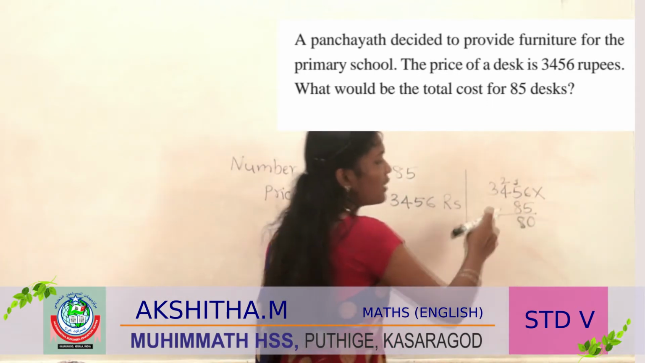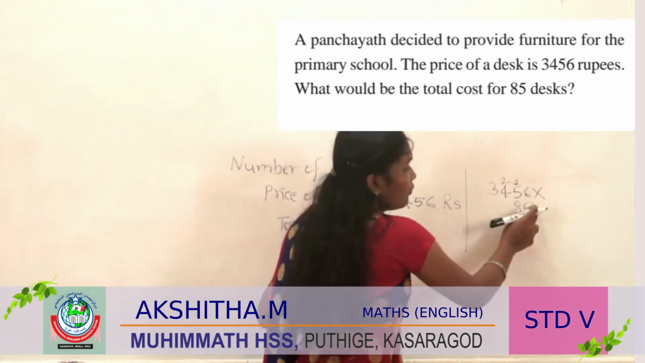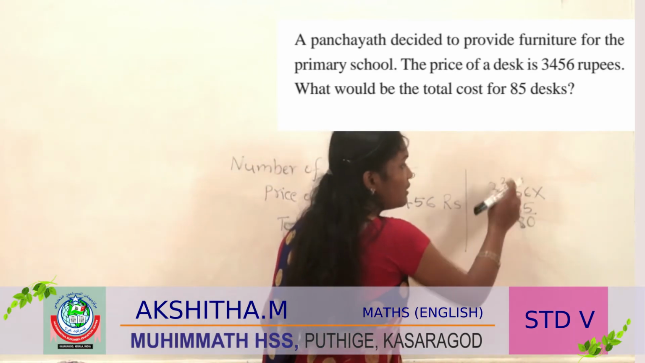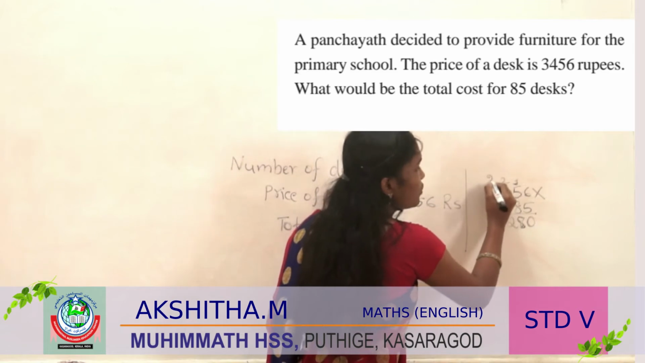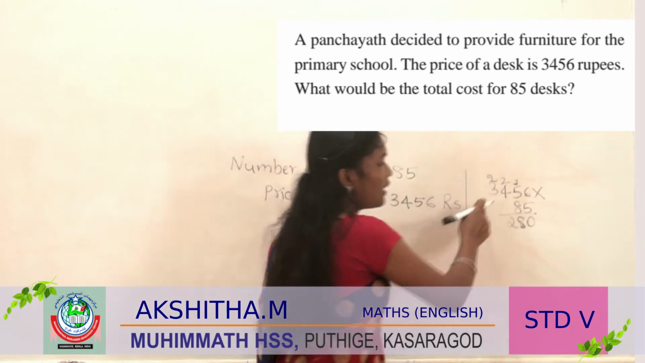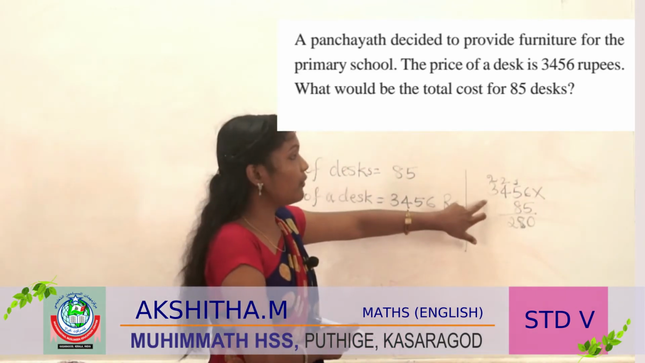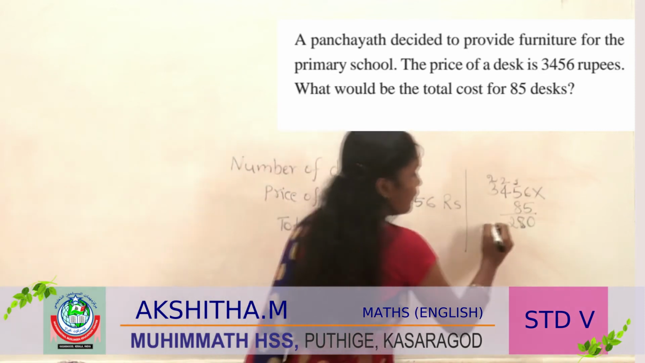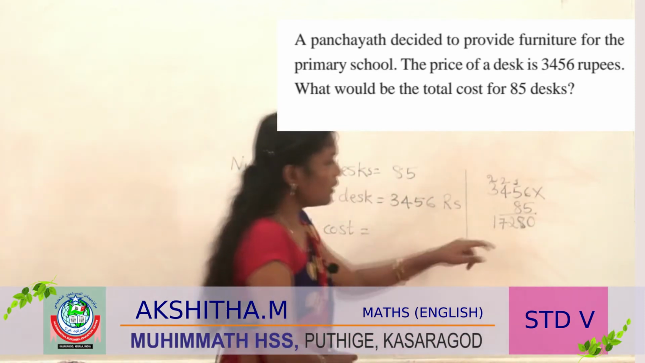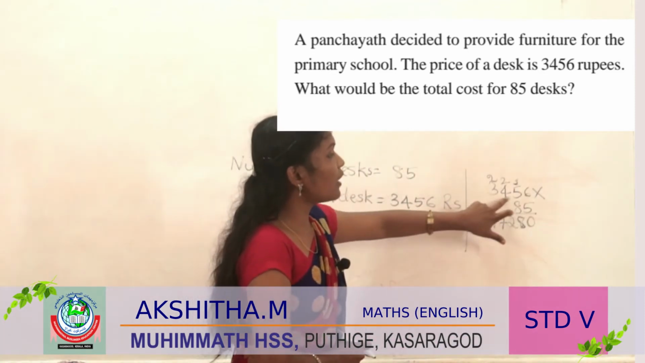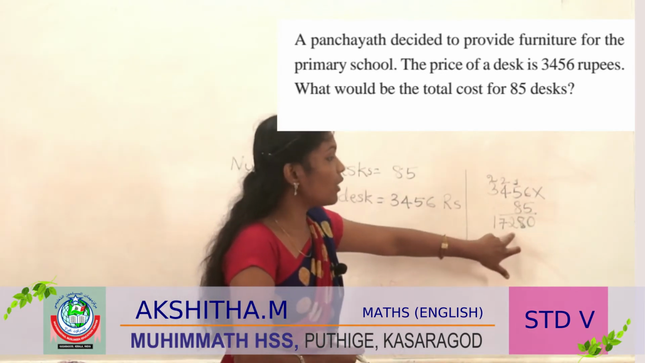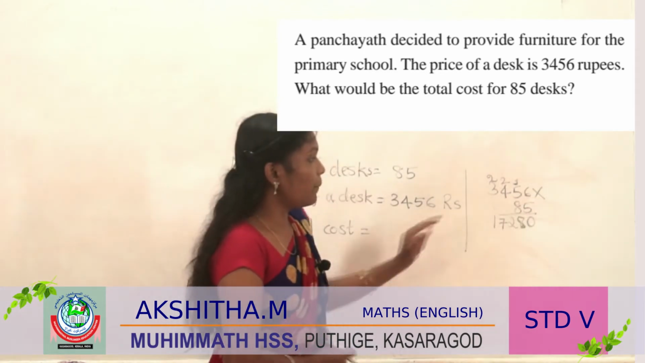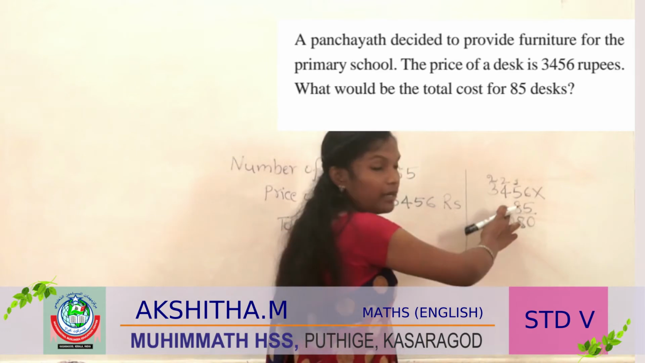Next, 5 4s are 20. 20 plus 2 is 22. This 2 we write here. 5 3s are 15. 15 plus 2 is 17. Here, 3456 into 5 is 17,280. Next step, we have to multiply by 8.